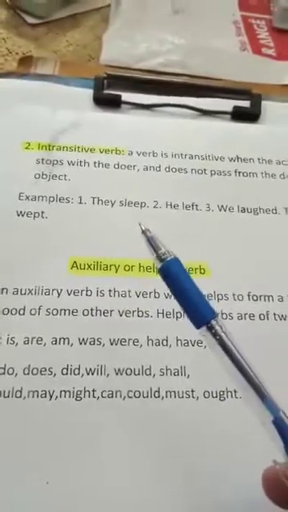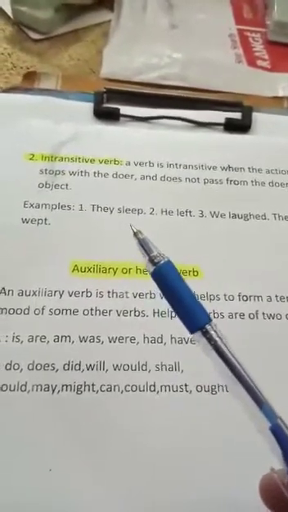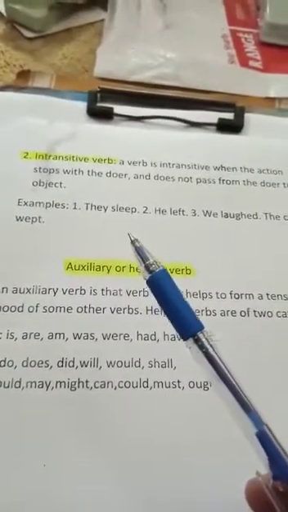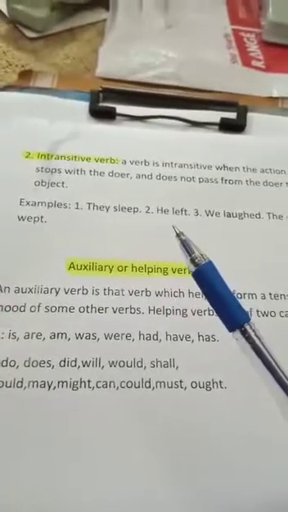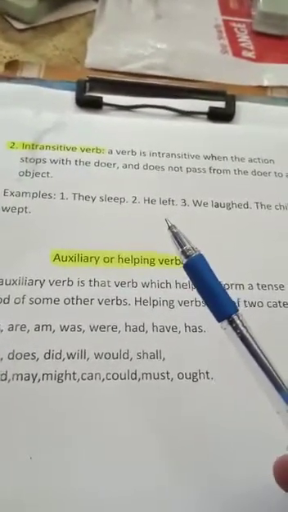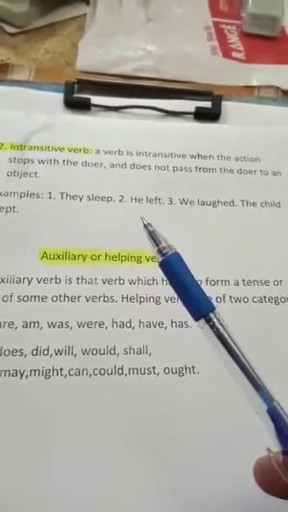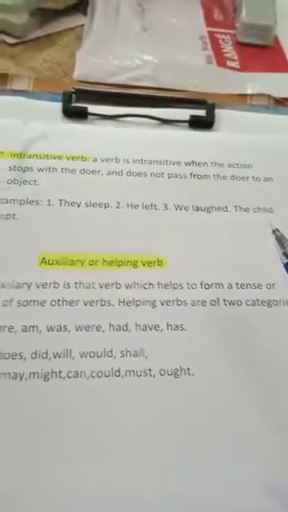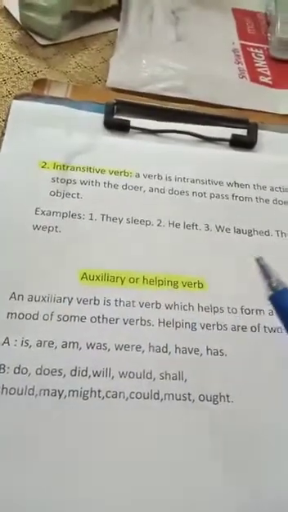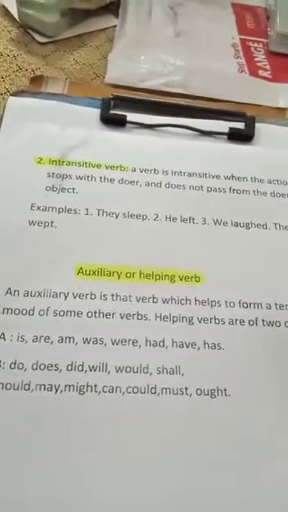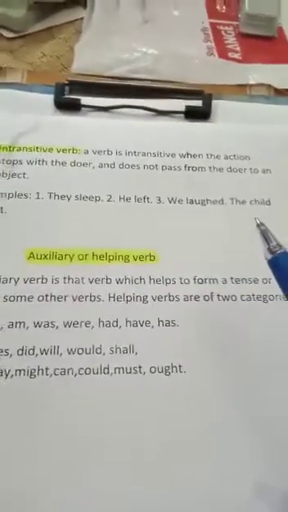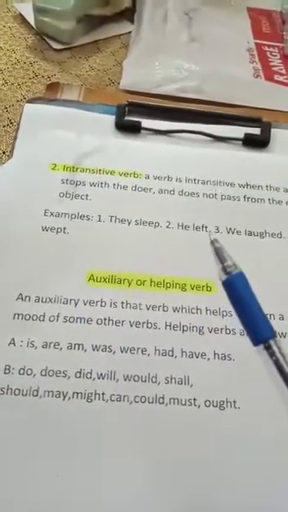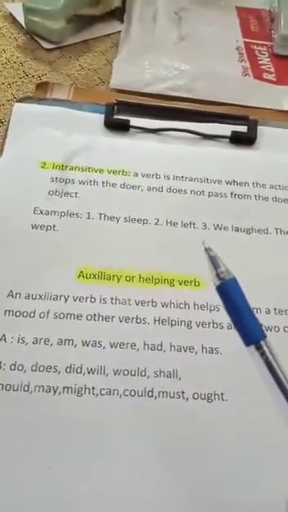They sleep is a complete sentence and the verb sleep does not require an object to be complete in its meaning or sense. He left is a complete sentence and the verb left does not require an object to be complete in its meaning or sense. We laughed, and similar is the sentence the child wept. The verbs of both these sentences do not require an object to be complete in their meaning or sense. They are themselves complete for the reader or listener to understand.